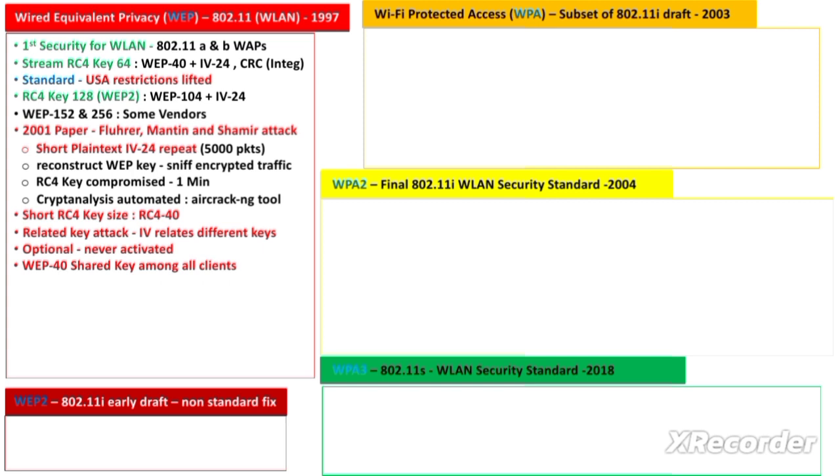And a WEP-40 key was shared among all the clients. So all the clients have the same WEP-40 shared key.